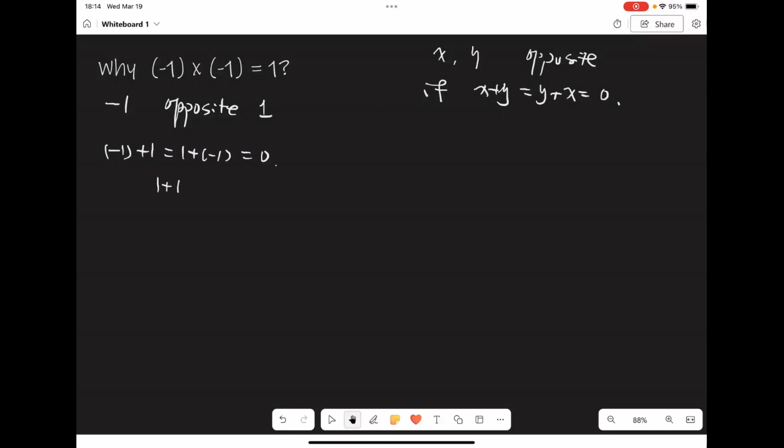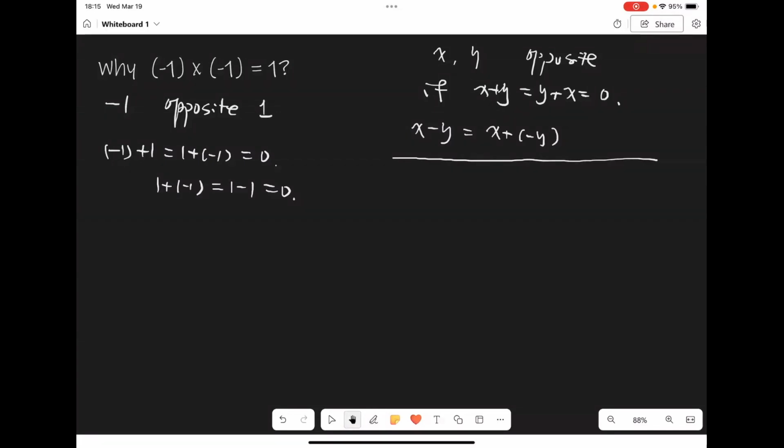Often, if we skip this plus sign, we write 1 plus -1 as 1 minus 1 equals 0. This is consistent with arithmetic operation. Generally, we define x minus y as x plus the opposite of y, meaning x plus -y.